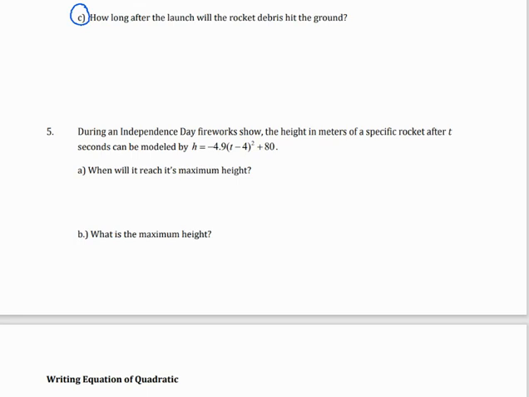Now, this one is going to be super duper easy because we're in vertex form. So when it says when will it reach its maximum height and what is the maximum height, again, we just care about the vertex. So I can look at this problem and see my vertex is (4, 80). Right here, all of my answers are given.